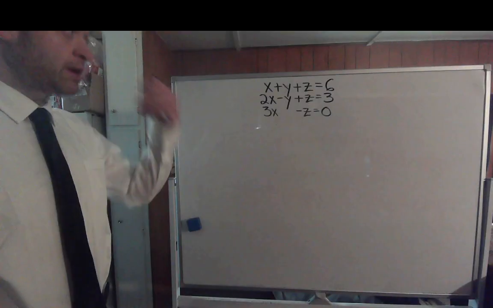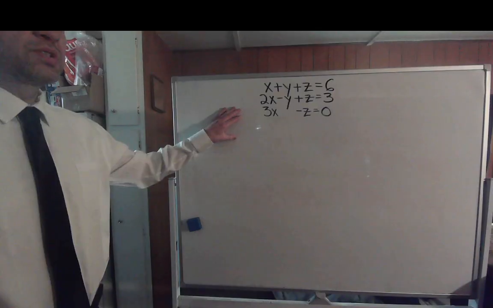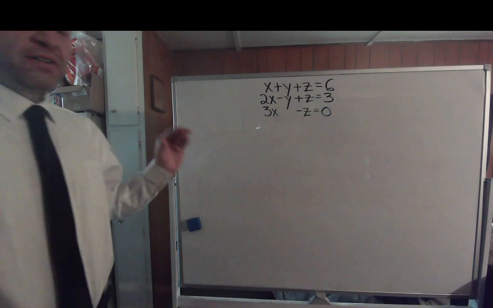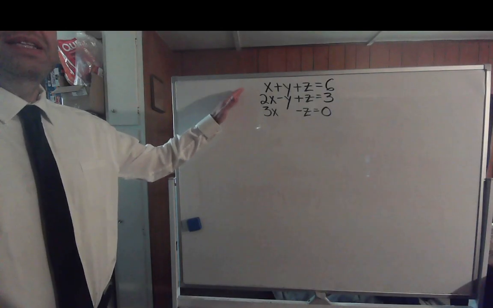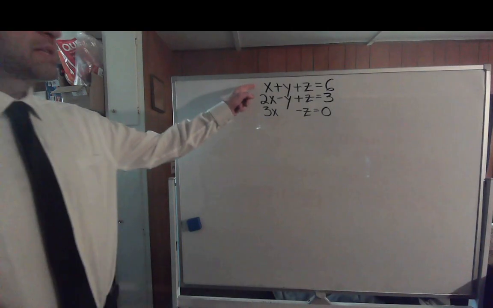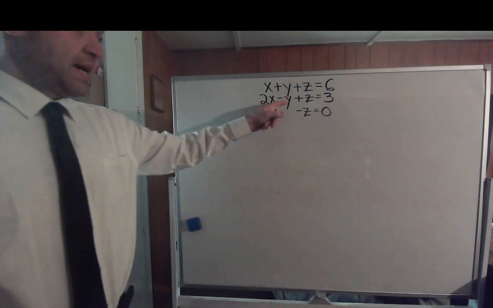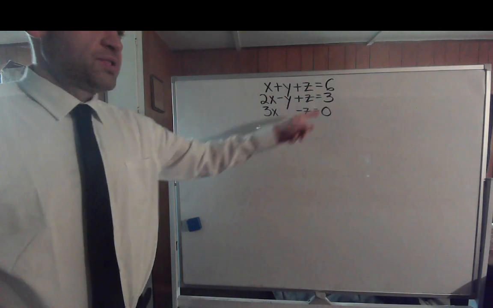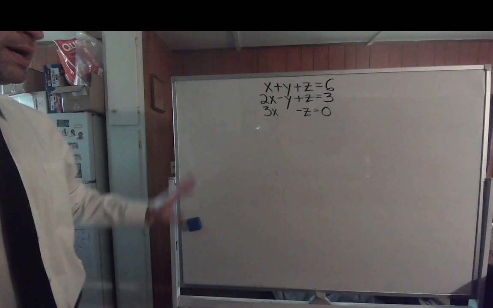So today we are going to solve systems of equations in three variables. Now the idea of this is to figure out where three lines or three planes intersect in space. So you have x plus y plus z equals 6, 2x minus y plus z equals 3, and then 3x minus z equals 0.